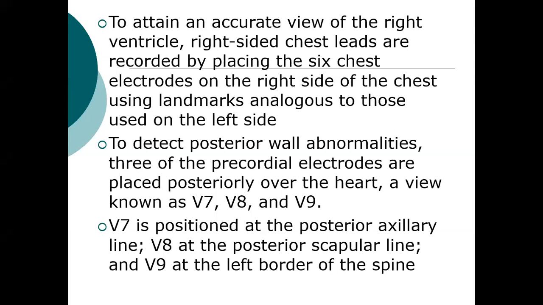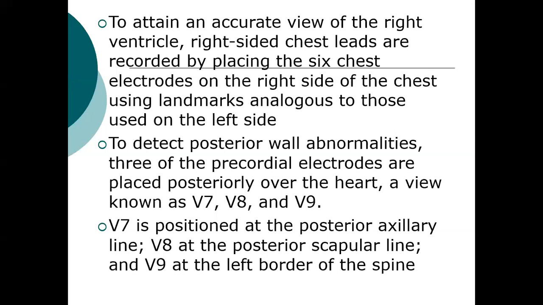To detect the posterior wall abnormality, the 3 precordial electrodes are usually placed posterior over the heart, a view known as V7, V8, V9. We usually have a 12-lead ECG. So when you come to the leads on the chest, it's usually from V1 to V6. The 4 leads are usually placed on the upper arms and the lower arms.